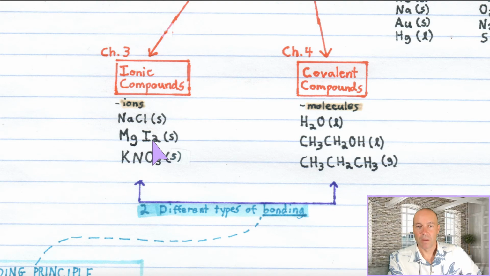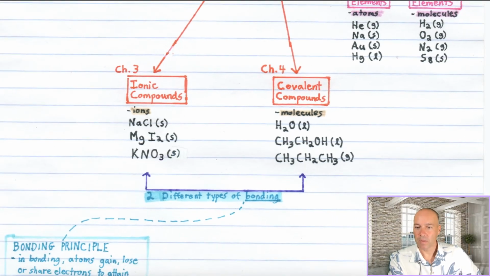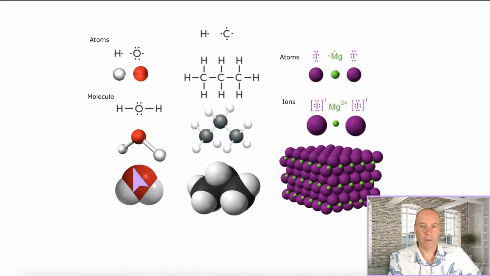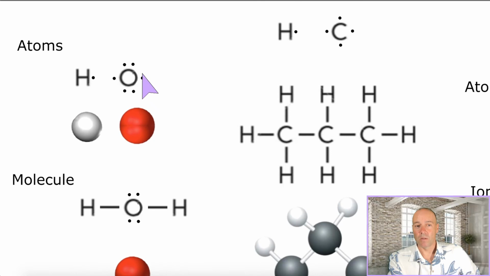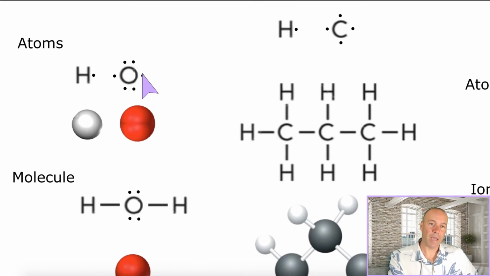Okay, so water and magnesium iodide. We'll save propane for chapter 4. This is a little bit more advanced, but when we get into covalent compounds in chapter 4, we'll take a look at this again. So first, water. Now the formula for water is H2O. So you have 2 hydrogen atoms and 1 oxygen atom.